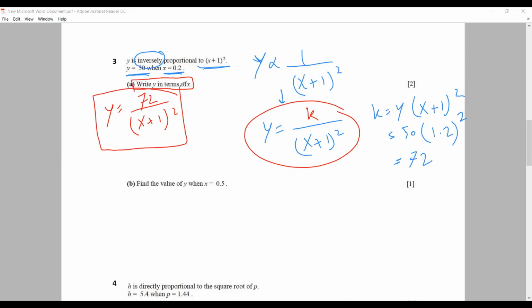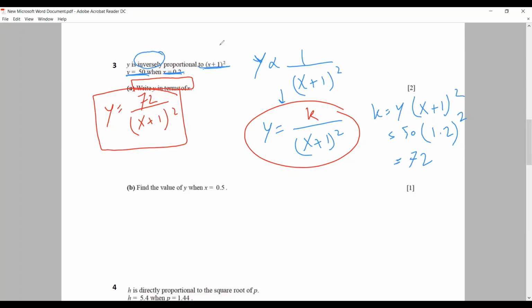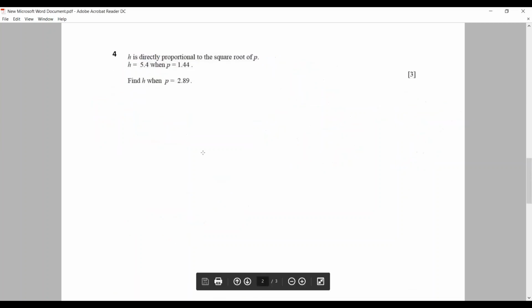And in part B, okay, it's not like it's the same as the previous question. They just divided it into 2 separate parts. Now they gave us a new condition and they want us to find the value of y. So find y when x is half. If x is half, this becomes 1.5 squared. So 72 divided by 1.5 squared, that is 32, right? As simple as that.